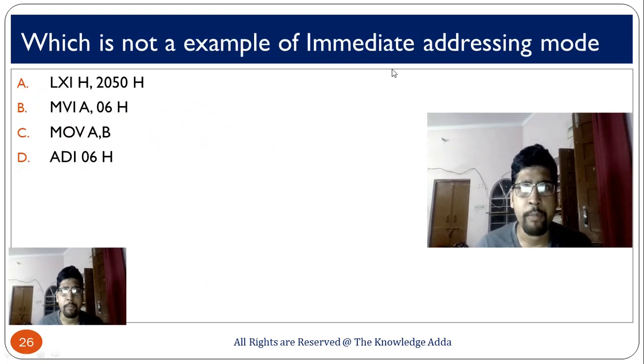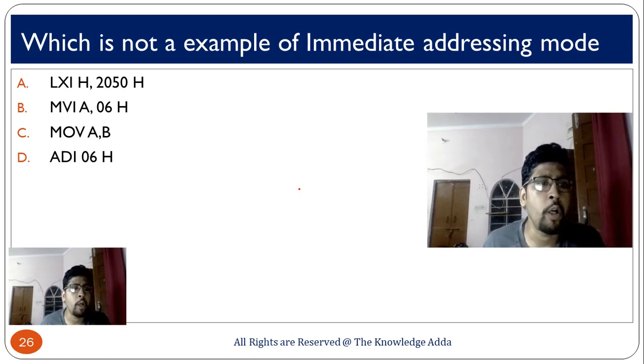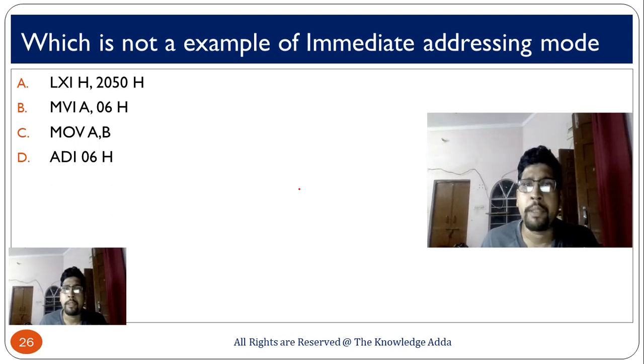Which is not an example of immediate addressing? Immediate addressing means you have to provide a direct value with the instruction. So here if you look at all the given 4 instructions, in the first we are providing 16-bit data, in the second we are providing 8-bit data, in C we are not providing any data. So this is not an example of immediate addressing mode because we are not working here with data. If you are working with data in any register in an instruction, then that instruction will be an example of immediate addressing mode.